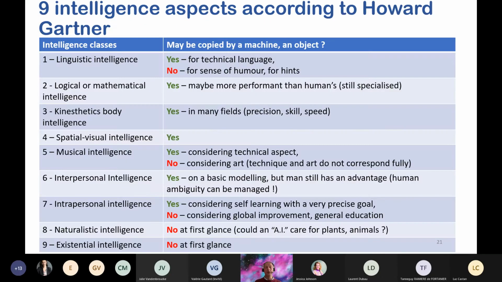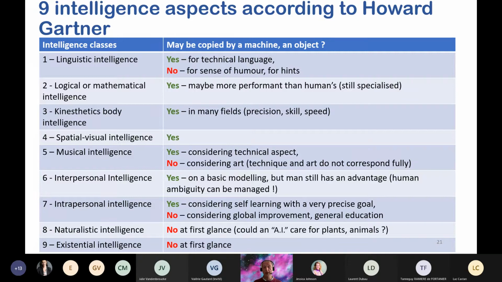If we consider the 9 aspects of intelligence according to Howard Gardner, he listed linguistic intelligence, logical or mathematical, kinesthetic or body intelligence, spatial or visual intelligence, musical, interpersonal, intrapersonal, naturalistic, existential.